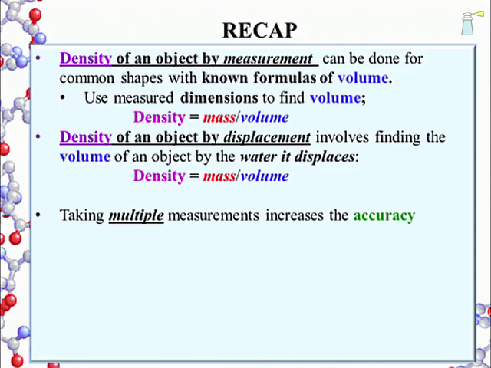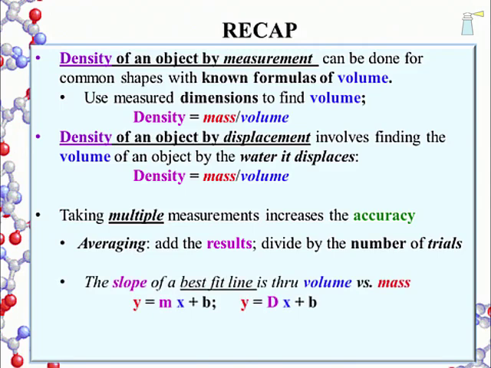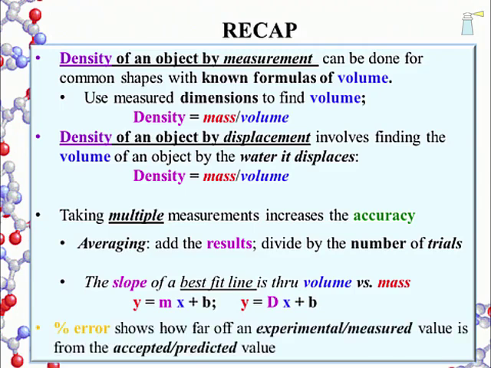Taking multiple measurements increases the accuracy. Averaging involves adding the results of the individual trials and then dividing by the number of trials. When multiple measurements are plotted as volume versus mass, the slope of a best fit line through the data of the general formula y equals mx plus b has the density d for the slope m. And finally, percent error shows us how far off an experimental or measured value is from the accepted or predicted values. And that concludes our lecture.